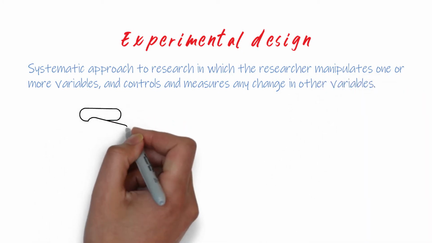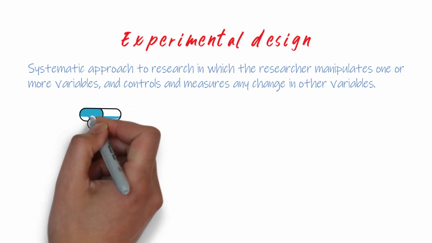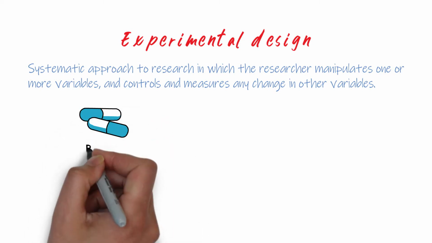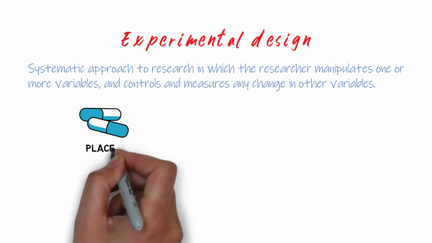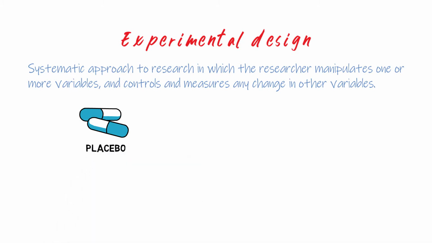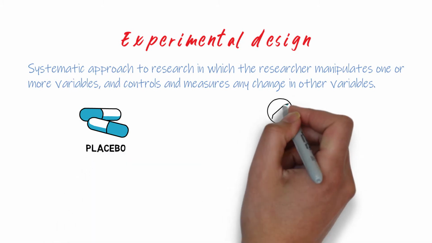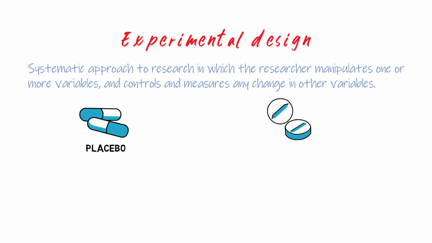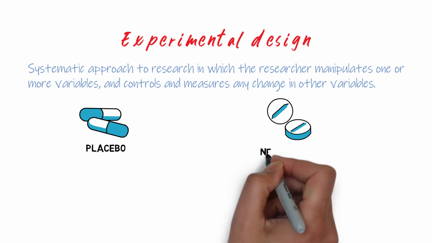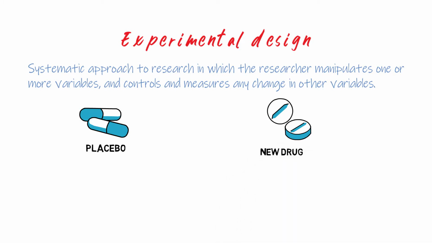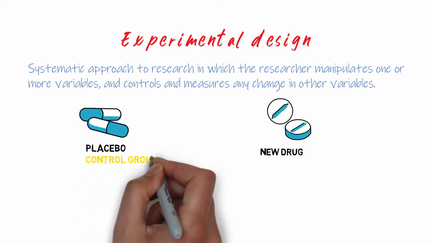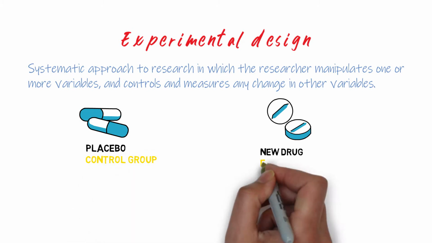Let's take drug industry as an example. There's a new drug for mild eczema, and you want to know if the new drug is better than doing nothing. You can give one group of mild eczema patients a placebo and other group the new drug and collect data of the improvements or lack thereof. The placebo group is the control group and the new drug group is the experimental group.